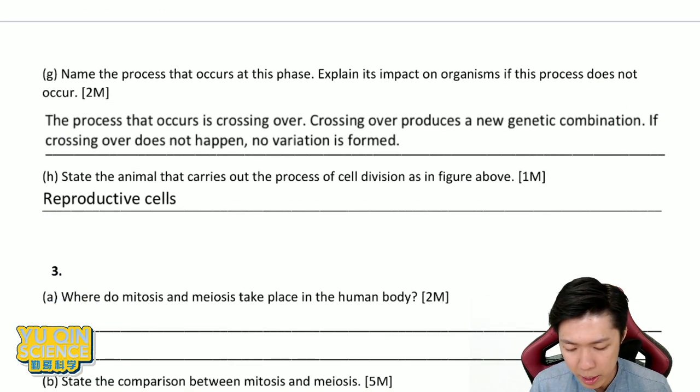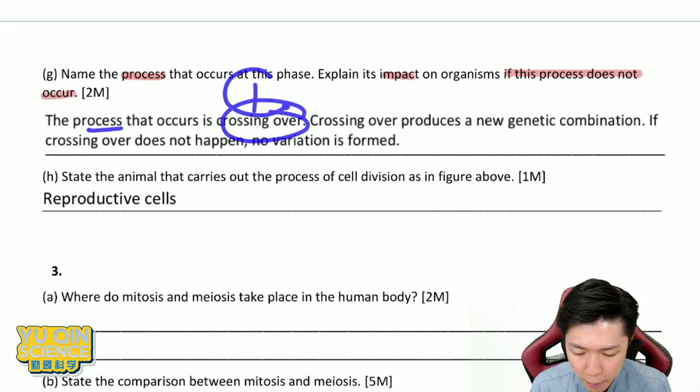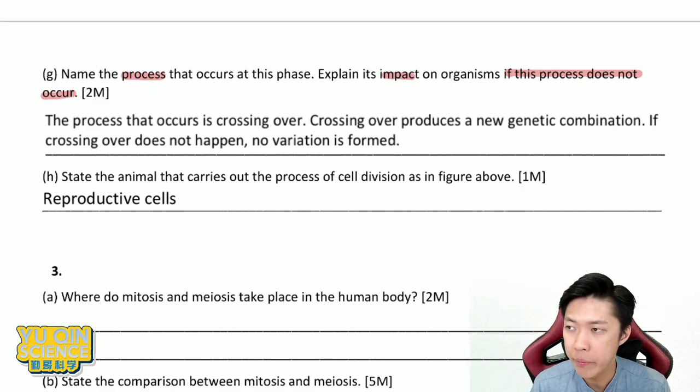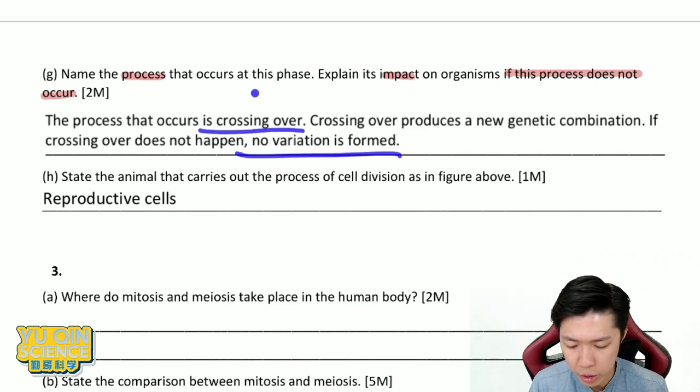All right, next one. Name the process that occurs in this phase. And explain the importance, the process that took place, and then explain the impact. Okay, if that does not take place. Okay, so the process is crossing over. 1 mark. Crossing over. You answer the first question, right? Second, a little bit different. What's the impact or what's the effect if this process did not happen? Well, that means you and your siblings will look the same. You and your mum, you and your dad, you and your aunt, everyone the same. And then all siblings look the same. So we don't really want that to happen. We call that what? No variation. No differences. Everyone exactly the same is called no variation. Okay? So crossing over produces new genetic combinations. If crossing over does not happen, no variation. Well, the main point is no variation, crossing over.